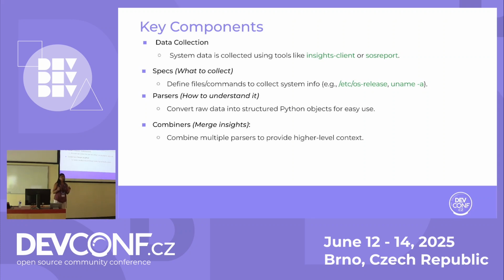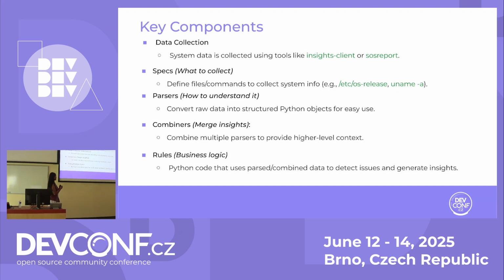For example, there is a parser which is telling us about the operating system version, and there is another parser which is telling you details about the kernel. So individually these parsers are giving us isolated facts, but when we combine them both, this will be telling us, consider like this is a Fedora machine running on kernel version XYZ. So after parsers and combiners, the main thing comes, that is rules.